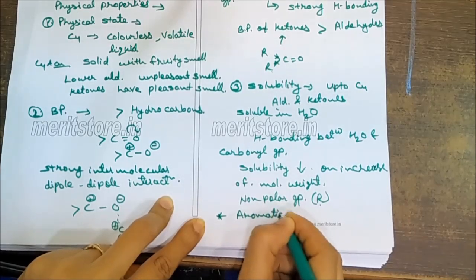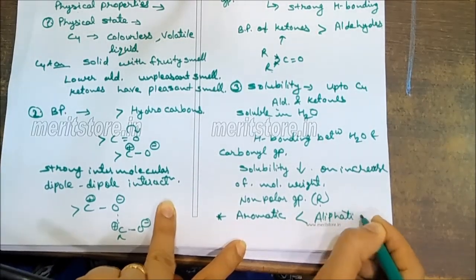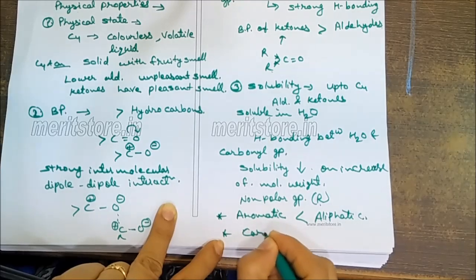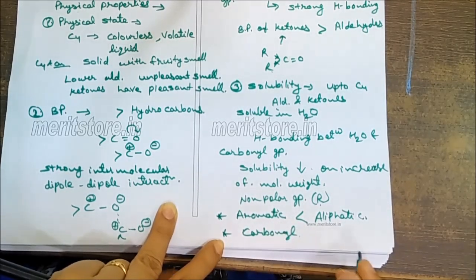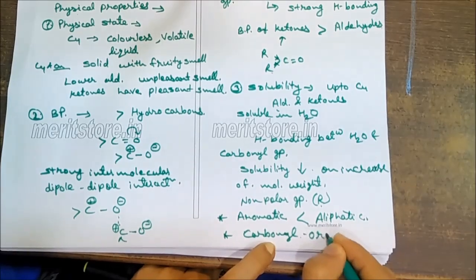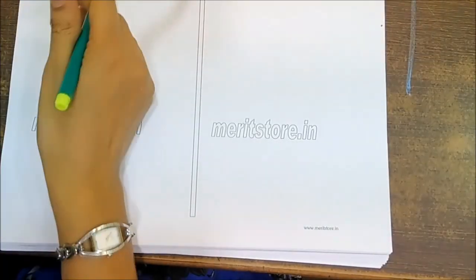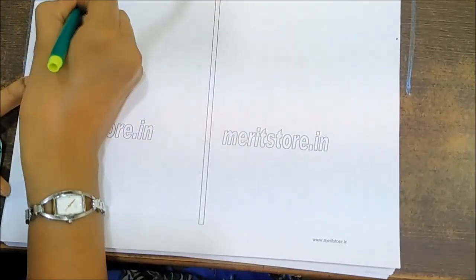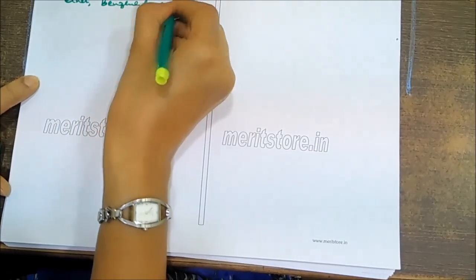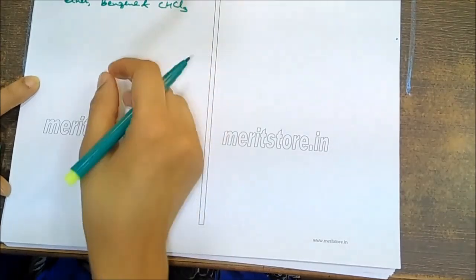Aromatic carbonyl compounds are less soluble than aliphatic compounds. But all carbonyl compounds are fairly soluble in organic solvents such as ether, benzene, and chloroform, and other organic solvents.